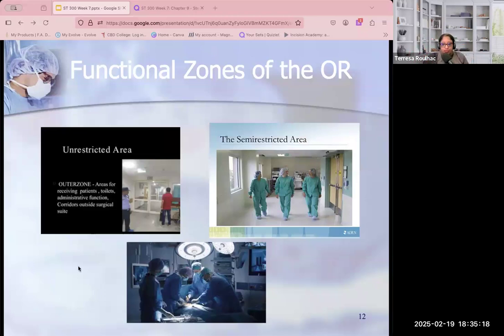Okay. Now, our restricted zone, this is going to be the area directly surrounding the sterile field, like the operating room itself. So only authorized personnel wearing full sterile attire, so that's gloves, gowns, masks, and shoe covers, are allowed in the zone because we're trying to maintain sterility. All right.